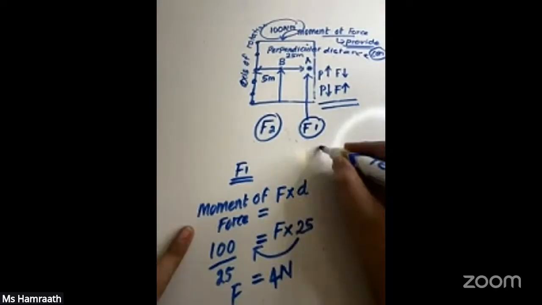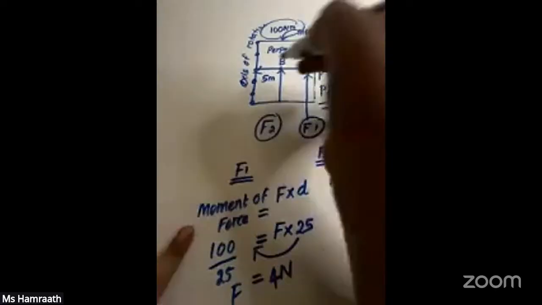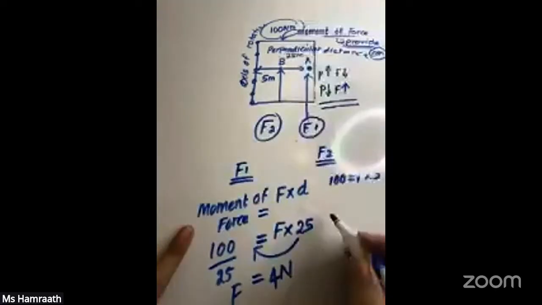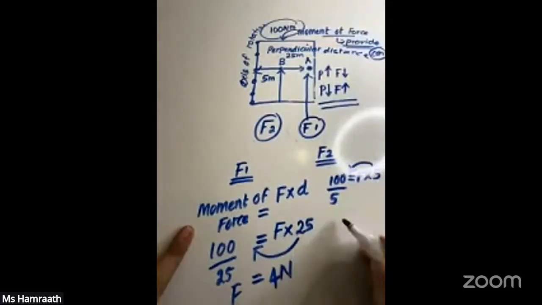Now let me find the force that I have to apply at F2. Here we can write 100 is equal to F into, what is the value? 5. So F into 5. You take the 5 to the other side and divide it. What's the value? Force is equal to 20 Newton.